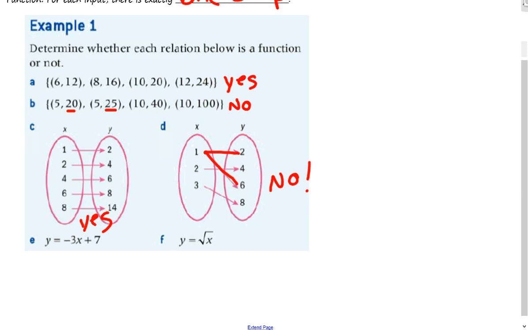We can look at our linear. I could graph this. I could look at a bunch of data points. And yes, this is a function as well. And the same thing with the square root. If you don't remember a square root function, it looks like that for its parent. And again, for each input, there is exactly one output. So yes, this is also a function.